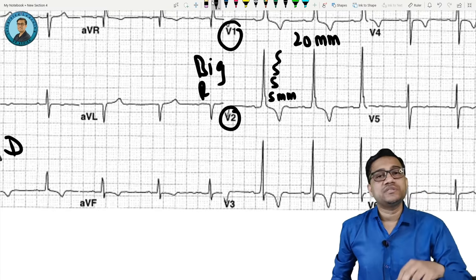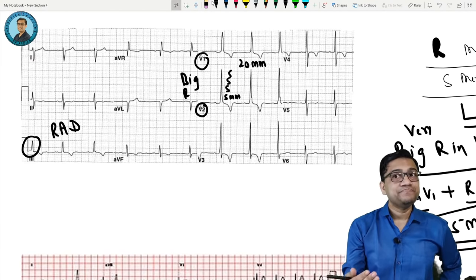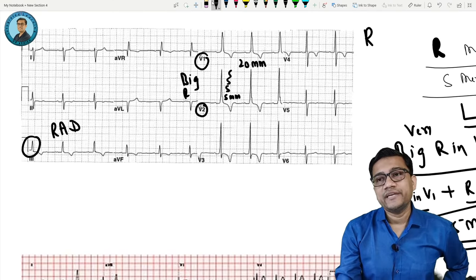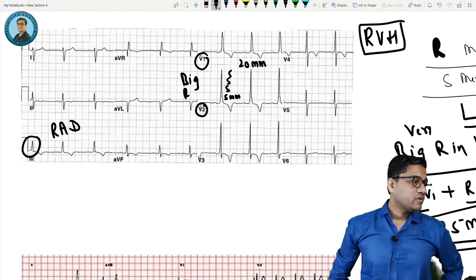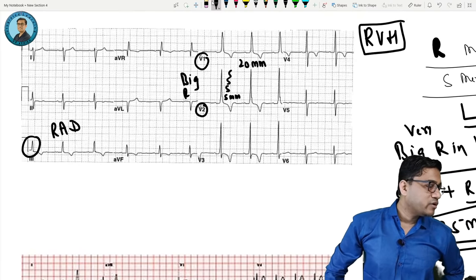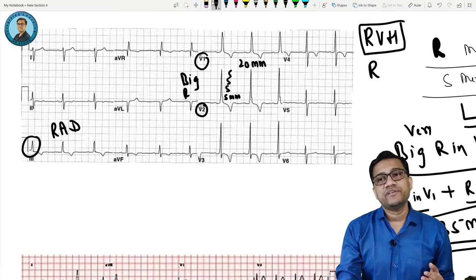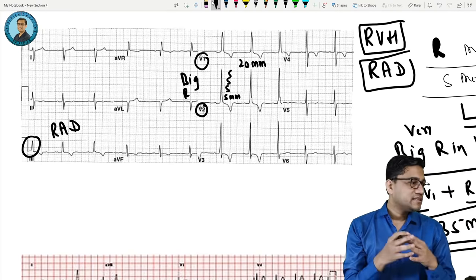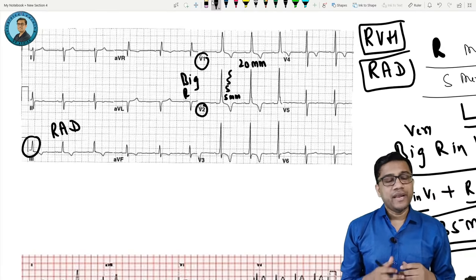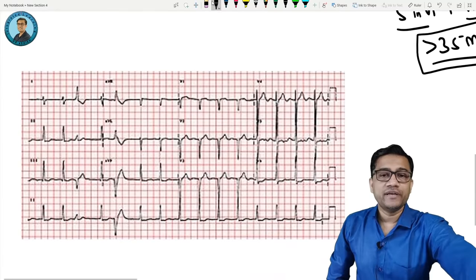So what is the diagnosis of this ECG? Yes, right ventricular hypertrophy. Are you clear? Very good. It is right ventricular hypertrophy with which axis? With right axis deviation. Easy. Okay, now look at the second ECG and you tell me what it is showing.